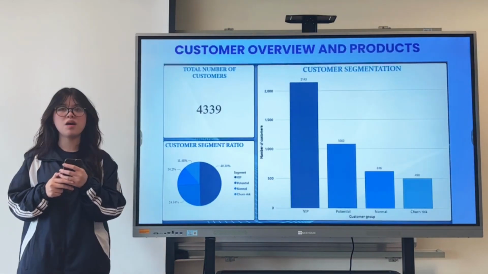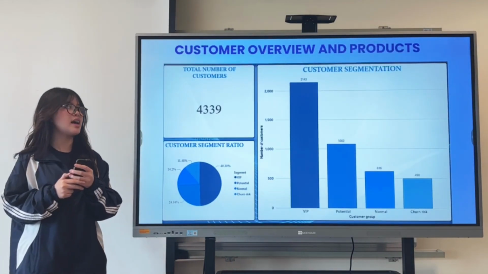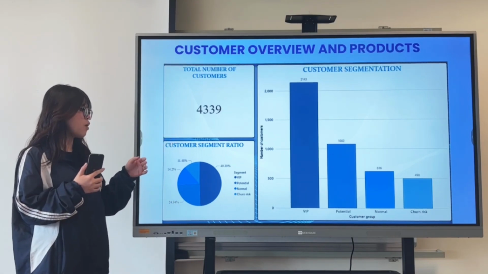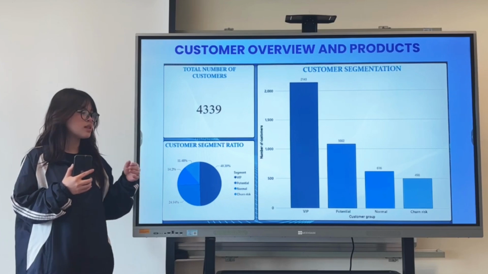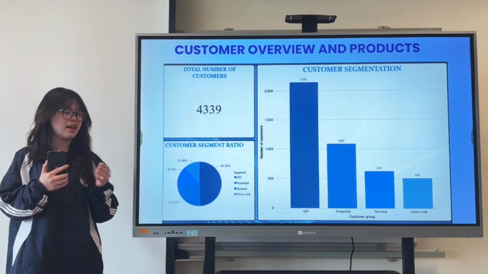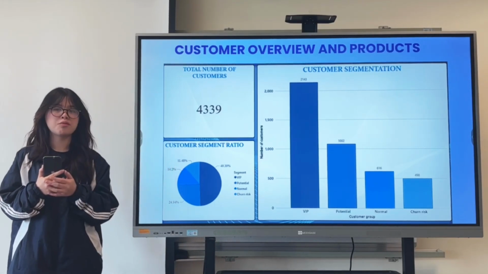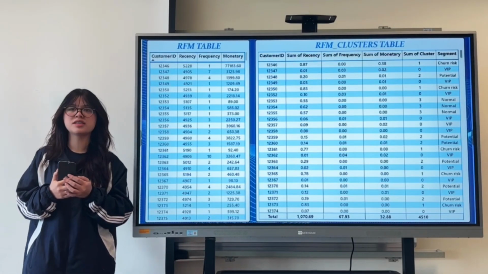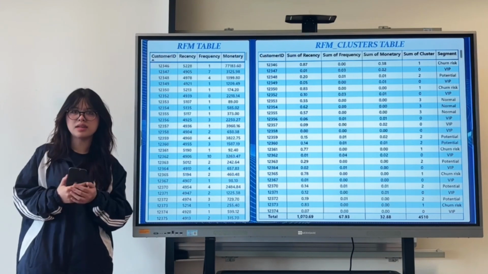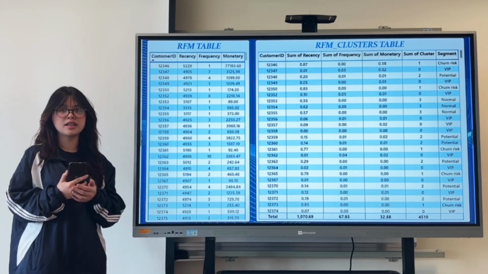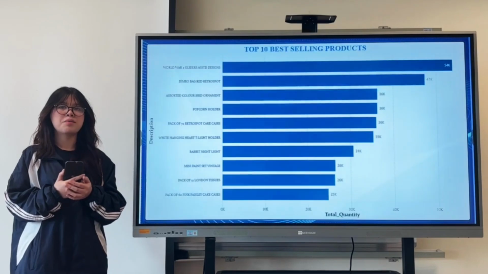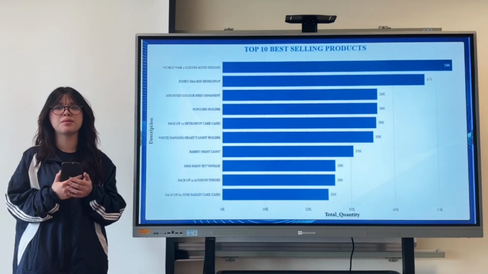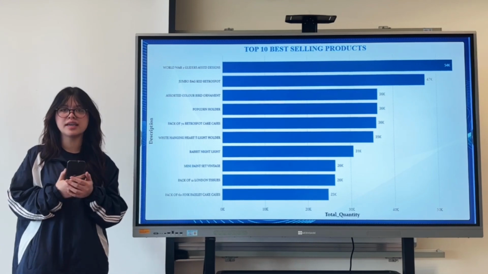I will present strategic recommendations to drive sustainable growth and optimize business performance. 1. Customer overview and products. The company currently has 4,339 customers, with VIP customers accounting for nearly 50%, generating most of the revenue. However, about 11.5% of customers are at risk of churn and require careful attention. Customer segmentation based on the RFM model is well established, allowing personalized marketing campaigns tailored to customer behavior. Regarding products, the top 3 best sellers contribute significantly to the revenue and should be prioritized for inventory stocking and marketing promotion.